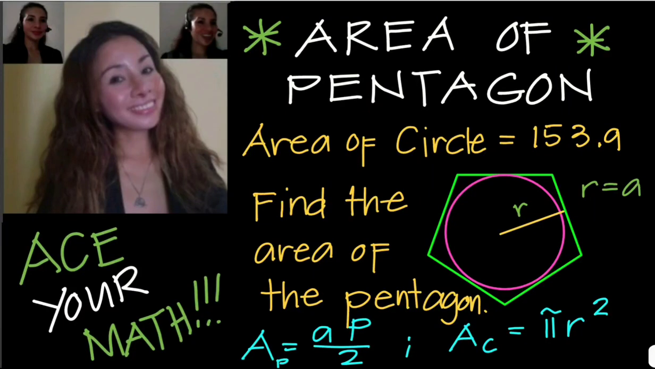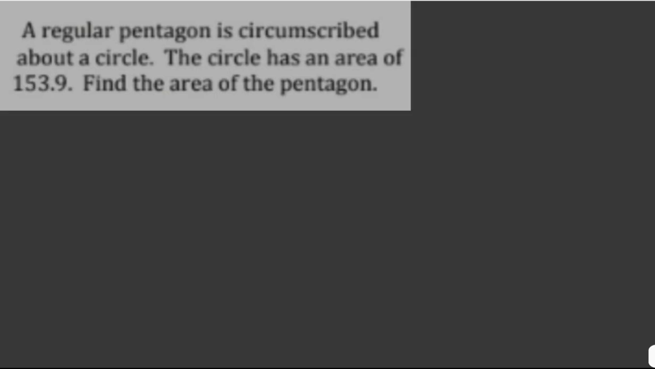In this video, you will learn how to solve the area of a regular pentagon circumscribed about a circle given the area of a circle. A regular pentagon is circumscribed about a circle. The circle has an area of 153.9. Find the area of the pentagon.